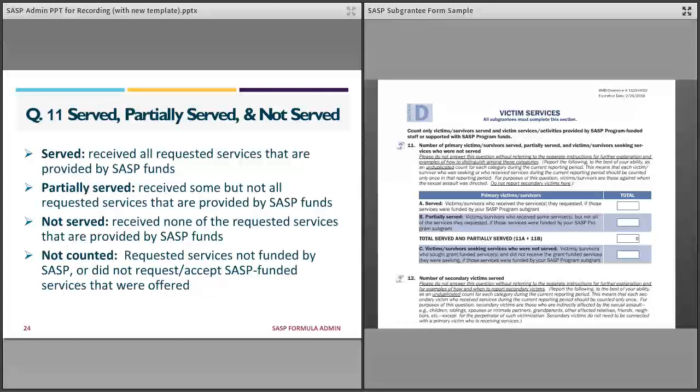Not served indicates that the victim or survivor did not receive any of the requested services that the agency is SASP funded to provide. There are victims that are not reported on this form. Not reported on this form are victims and survivors who request services that are not funded by the SASP grant, and victims who refuse to accept SASP-funded services that were offered.